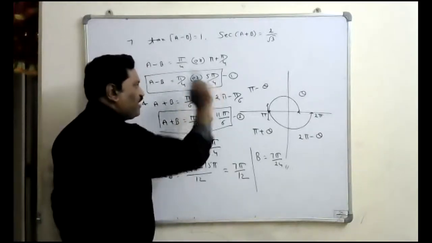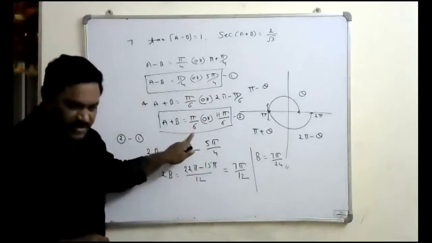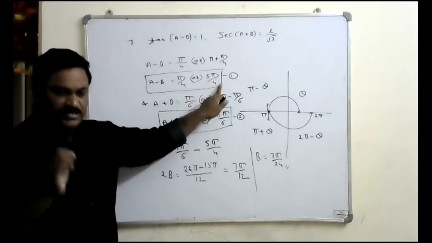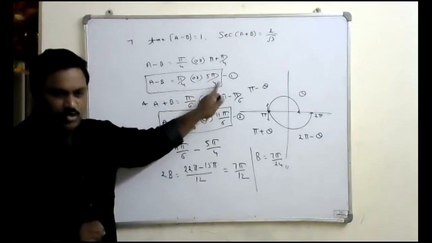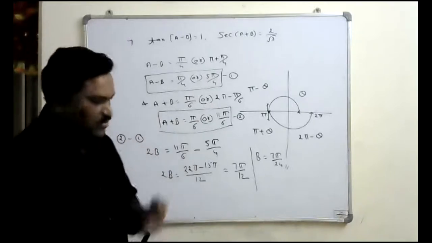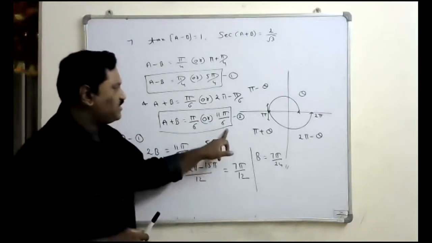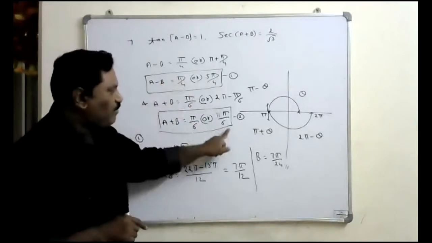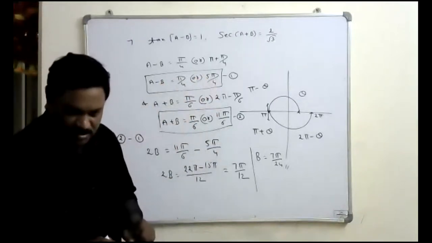Similarly, if we separate these two, it is the same. This 5 pi by 4 means 5 into 45, so that is 225. If we separate these two, we again get a negative value, so we should not take that either. Now take this one. 11 pi by 6 minus 5 pi by 4 we can take, so 11 pi by 6 minus 5 pi by 4 is possible.